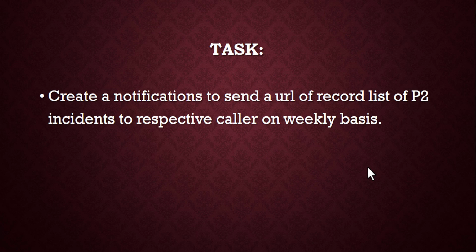We are going to take the same requirement, where the notification, events and scheduled job running on a weekly basis are already configured. Additionally, I am going to create a notification email script, which we use in the notification for creating a dynamic URL of the record list. So let's go to the instance and I'll show you what exactly I'm trying to achieve.